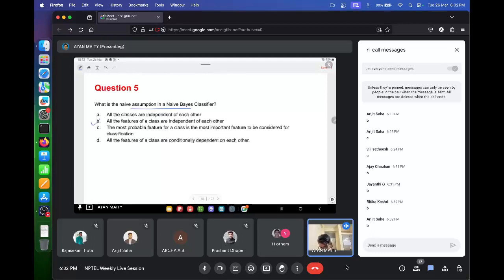So the correct answer is option B. The naive assumption in naive Bayes classifier is that all the features of a given class are independent of each other. So basically, if we have x1, x2, xn features, probability of x1, x2, xn given C, if the class is given, is simply probability of x1 given C into probability of x2 given C up to probability of xn given C. So it is the product of all these individual probabilities. So x1, x2, x3, xn, all these variables are independent of each other given the class. So all the features of a class are independent of each other.